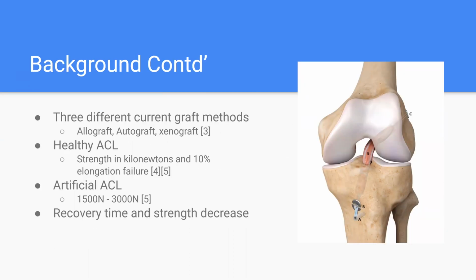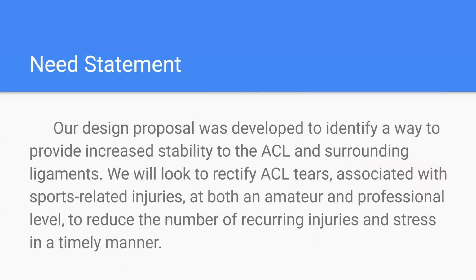In addition, a current healthy ACL has strength in the magnitude of kilonewtons and a 10% elongation failure. Additionally, an artificial ACL currently can have a strength of about 1,500 to 3,000 newtons, but this number changes when taking into account outside factors. You also have to look at recovery time and strength decrease.